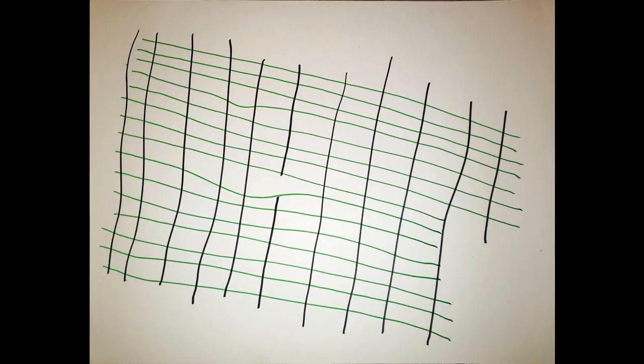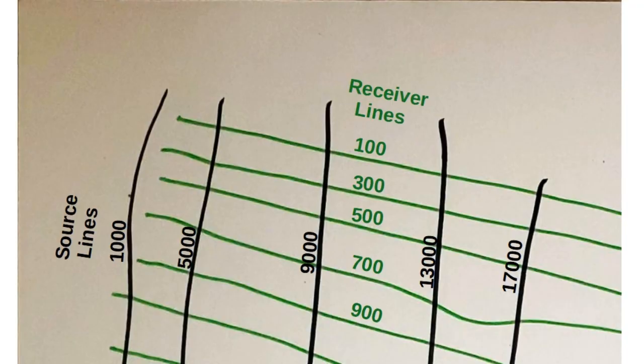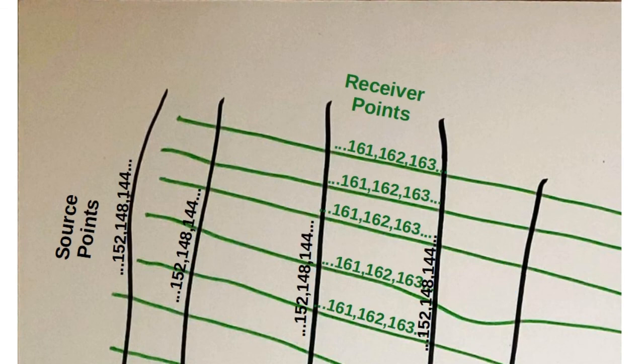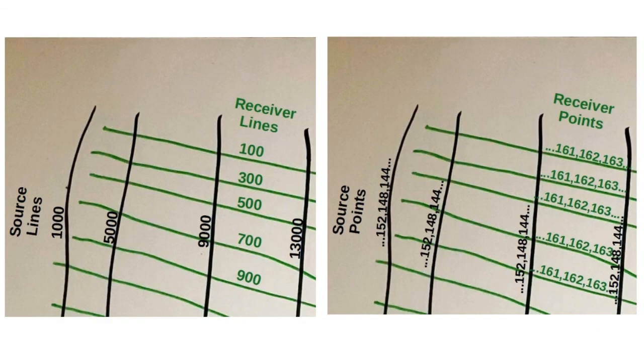In this image, the receiver lines are green and approximately horizontal. The source lines are black and approximately vertical. This close-up shows some receiver line numbers and source line numbers. In 3D surveys, the source line numberings and the receiver line numberings are not related. This next close-up shows some receiver point numbers and source point numbers. Usually, point numbers are approximately aligned across lines. Typically, line numbers increment by hundreds or thousands, but point numbers increment by ones or twos or fours.